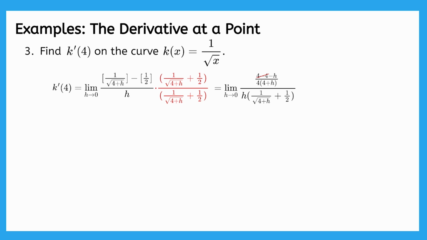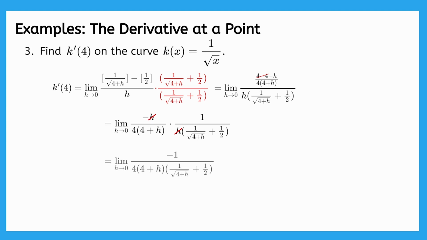Now you see where this is going, right? We can rewrite the division as multiplication by the reciprocal, and these h's will cancel. We're still left with a long denominator, but now that we're clear to use direct substitution, we can substitute 0 for all the h's and find that when x is 4, the derivative of k is negative 1/16.